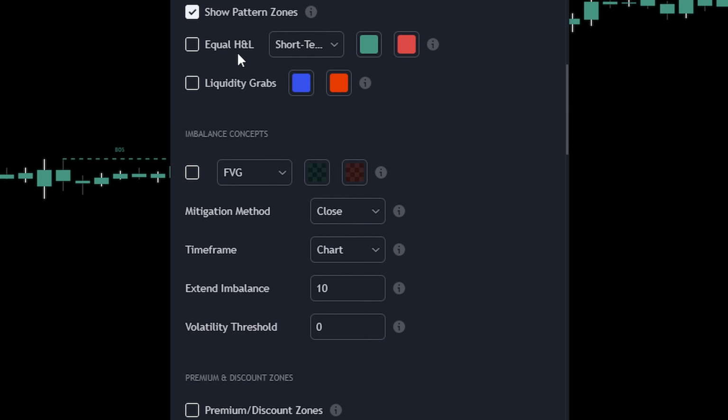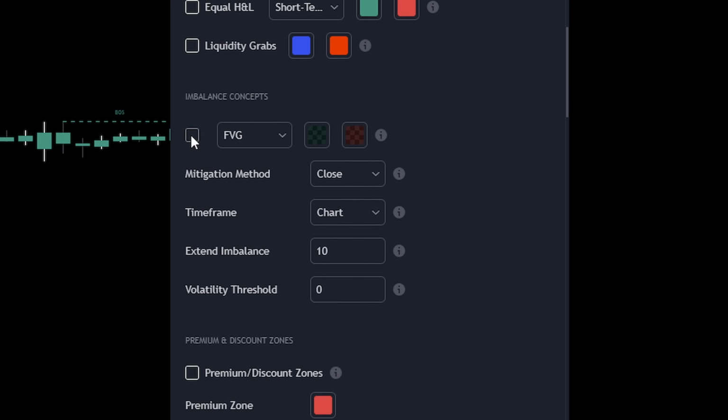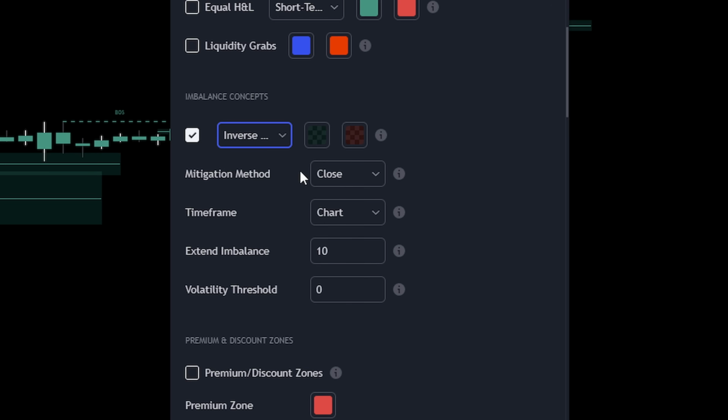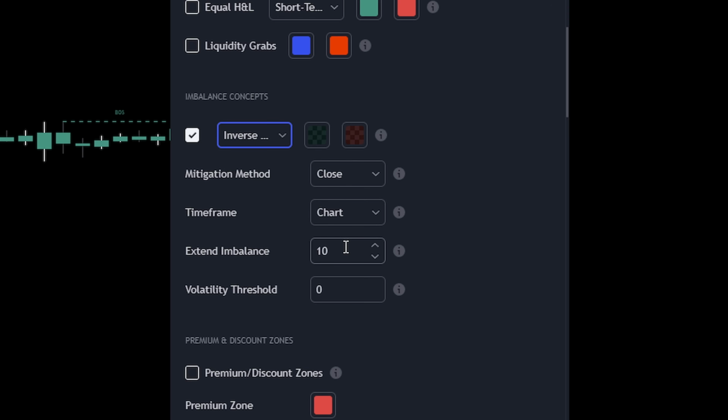Scroll down to the Imbalance Concepts section. Enable this checkbox, then select Inverse Fair Value Gap. Set the mitigation method to close, leave the time frame on the default chart, and extend the imbalance by 200. The volatility threshold can stay at the default value of 0.